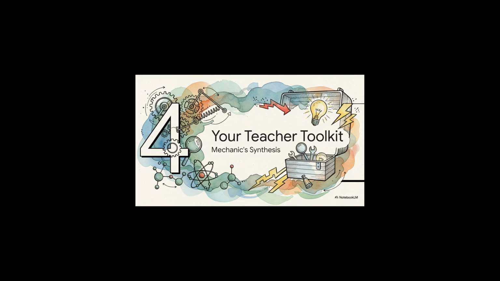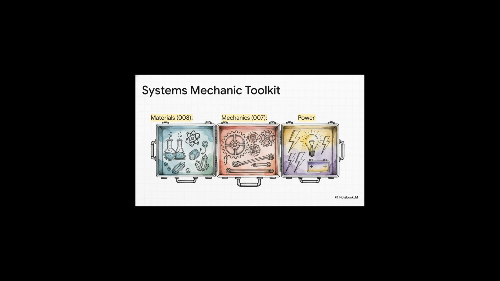Okay, we've inspected the materials, we've figured out the mechanics, and we've understood the power source. Now for our final step, let's put it all together and assemble your official systems mechanic toolkit. So here it is. Your toolkit has 3 essential tools. Number 1, a deep knowledge of materials so you know what things are made of. Number 2, a solid mastery of mechanics so you know what makes things move. And number 3, a clear map of power so you understand how energy drives the whole show and is always conserved. Get these 3, and you've got the foundation of physical science down cold.